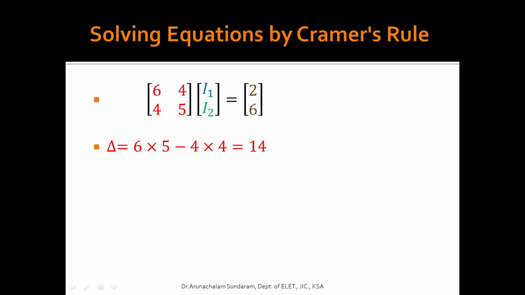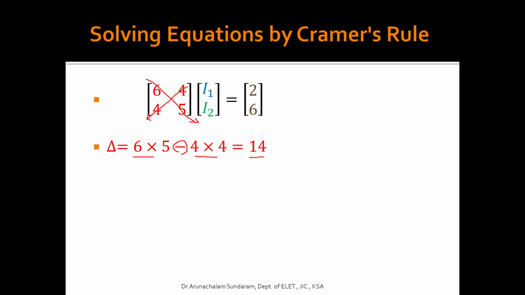So already we know how to find the determinant. How to find the determinant? We multiply these two numbers: 6 into 5, 30. Then we put a minus sign. Then we multiply these two numbers: 4 into 4, 16. So your answer is 14. So this is the determinant of this matrix. This is the first step.